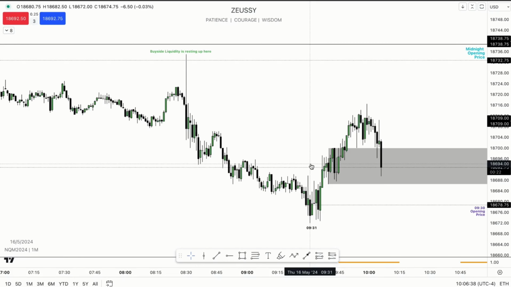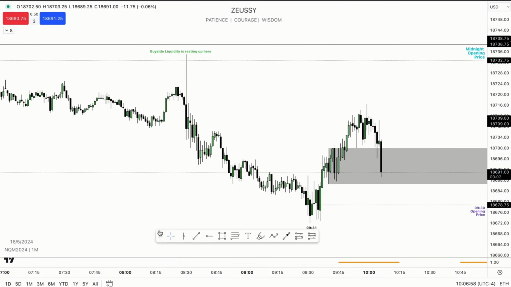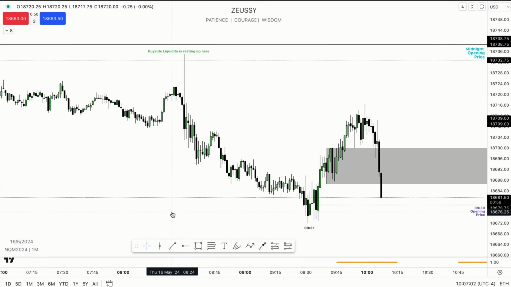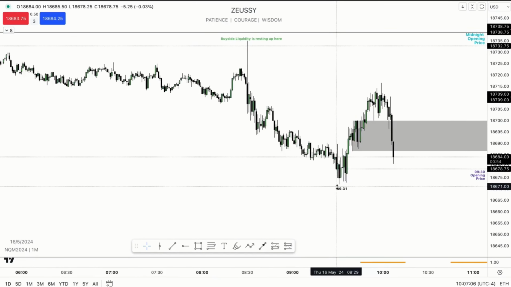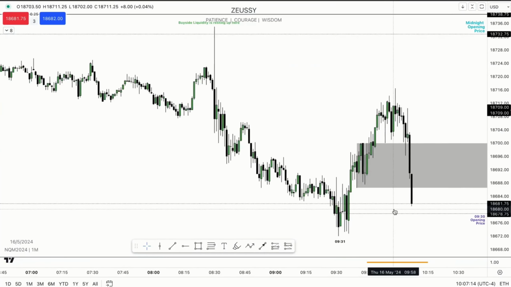I am simply waiting to see how the market is going to react off that gray box. And what you see here is that the market is trading lower aggressively into the low of that gray box, eventually trading below it right here. And at that moment, I'm simply waiting to see and zooming out.